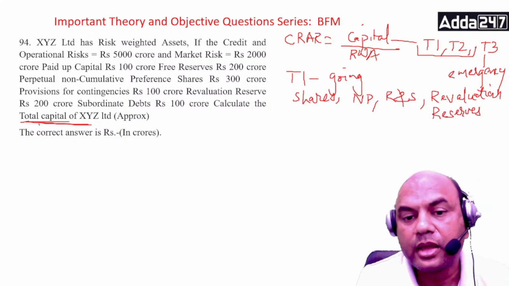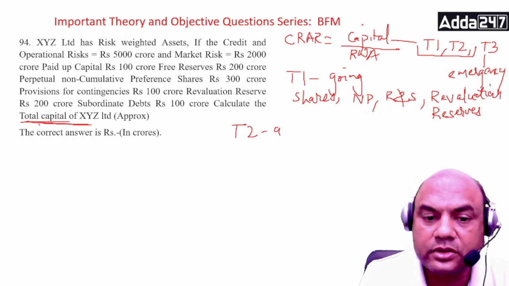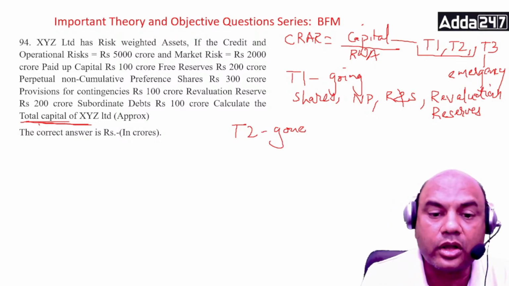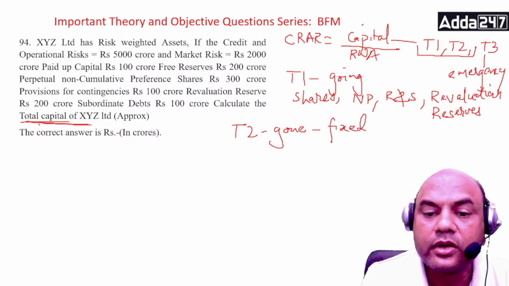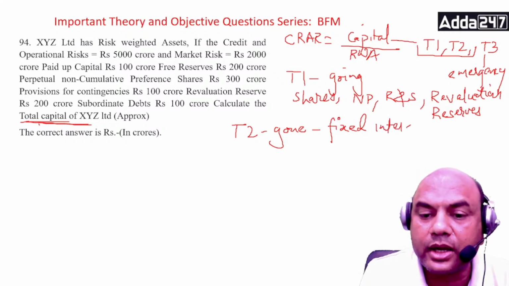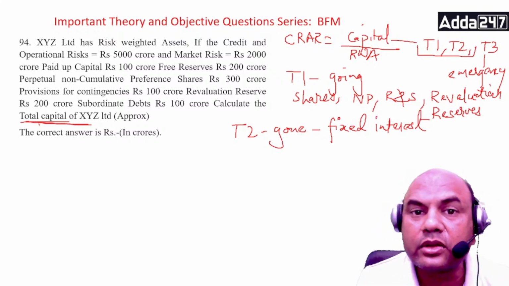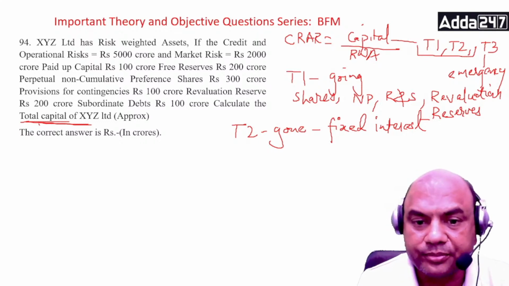Okay, T2 capital. What does it include? T2 is known as a gone concern. Gone means what? It's already paid, fixed interest, because here you have to pay fixed interest. Suppose I take a loan from the bank for my business. Whether my business will run or not, I'll have to pay the fixed interest to the bank. So that is known as T2.